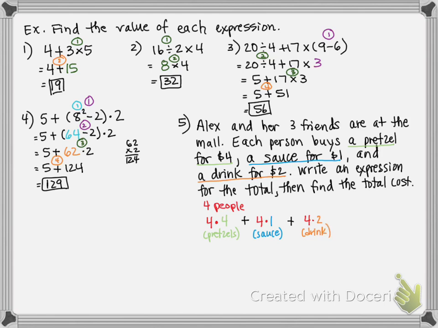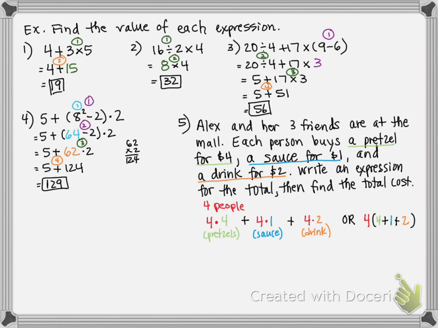So that is my expression, okay? Now, there's another way to write this problem, and that's, well, I've got 4 people, and they're each going to pay $4 for the pretzel, and $1 for the sauce, and $2 for the drink. So that's a different way of writing it.